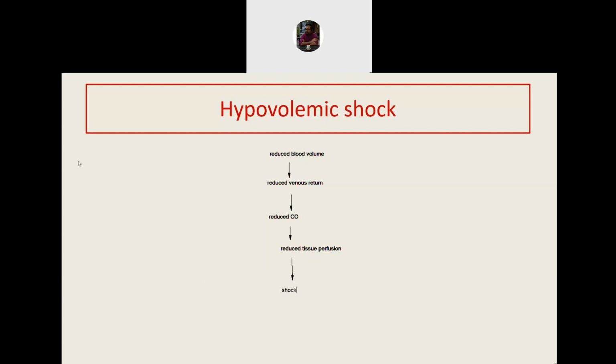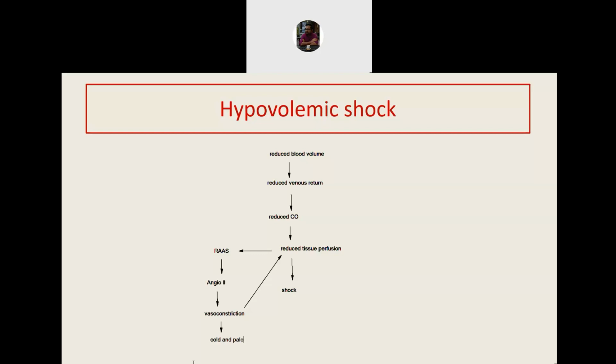On the other hand, due to less blood supply to the kidney, there will be activation of the renin-angiotensin-aldosterone system. The renin-angiotensin-aldosterone system will secrete angiotensin 2, and angiotensin 2 causes vasoconstriction. The vasoconstriction causes further reduction in the tissue perfusion, setting up a vicious cycle. And this is what makes the extremities cold and pale. So these are the changes that we see in hypovolemic shock.